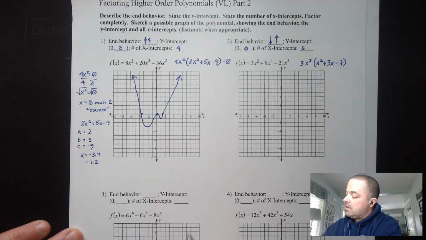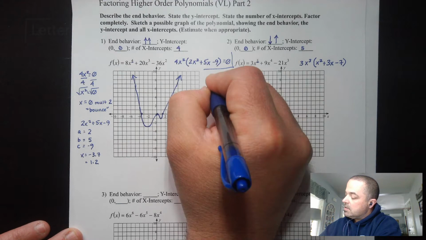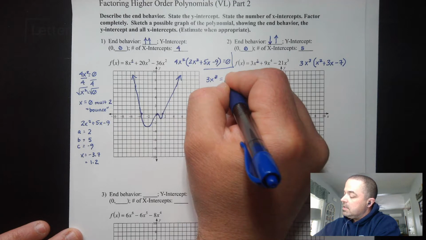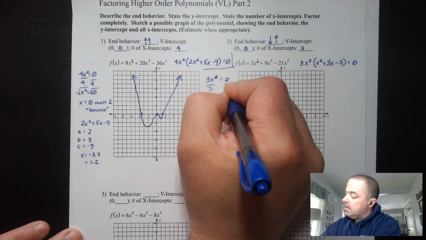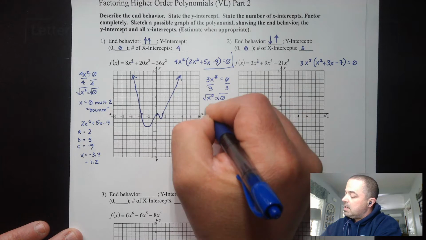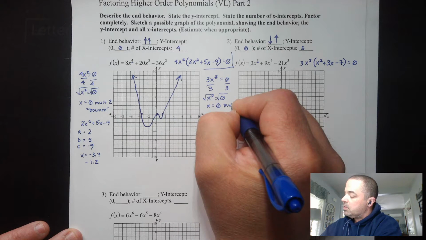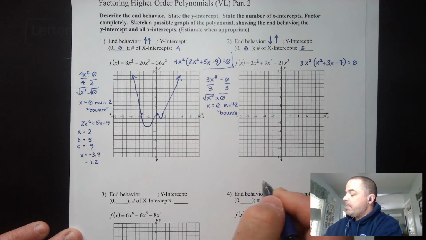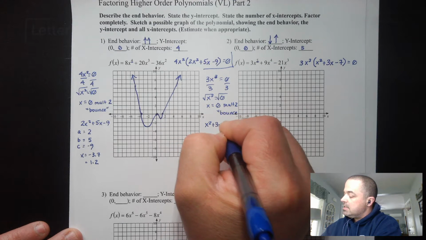So let's go about factoring this. Okay, so 3x cubed is equal to 0, because we're finding the x-intercept, so that means y equals 0. I'm going to divide by 3, so x squared is equal to 0. Take the square root. X is going to be equal to 0, and again, I had to take a square root, so that means there's a multiplicity of 2, which means it's going to bounce. Okay? And then I have x squared plus 3x minus 7.